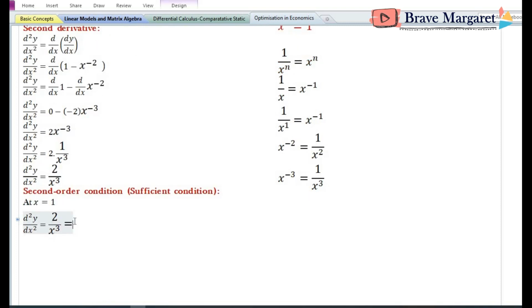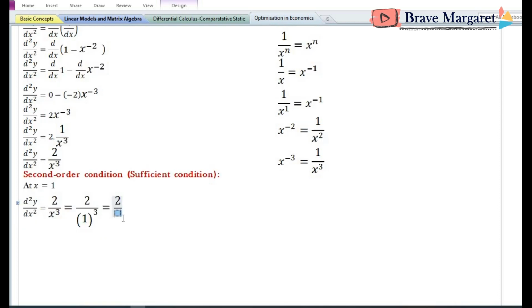In place of x, we shall substitute 1. 1 raised to the power 3 is equal to 1. 2 divided by 1 equals 2, which is greater than 0. So the second derivative is positive at x equals 1.